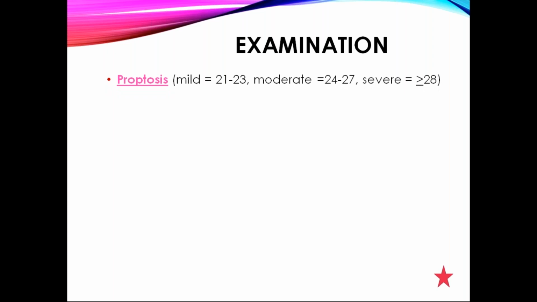P for proptosis is nothing but first you evaluate whether the proptosis is mild, moderate or severe. Normally, the protrusion of the anterior surface of the cornea, when you compare it to the lateral orbital rim, is less than 21 mm. Below 23 is called mild. When it is protruded beyond 23 millimeters, 24 to 27 is called moderate, and if it is more than that, then it is severe proptosis.